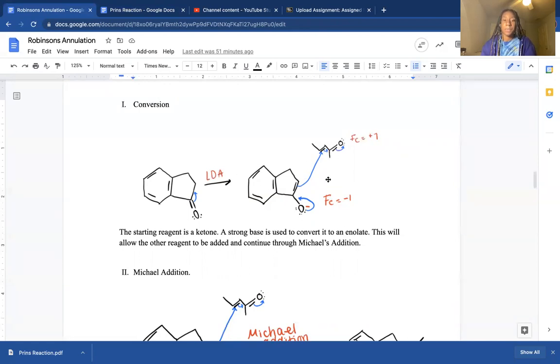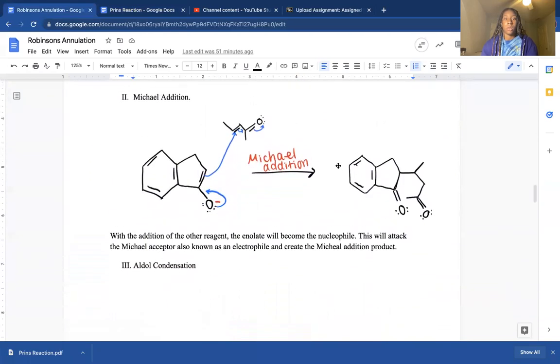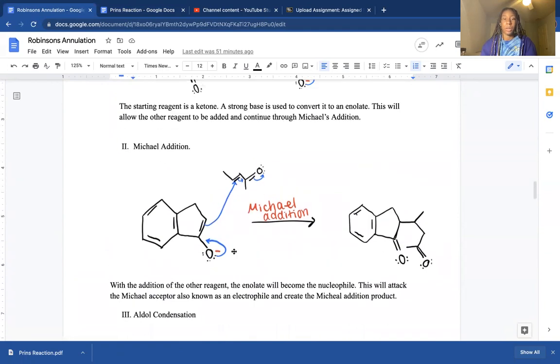And so basically, this would become our ketone, or this enolate would become our nucleophile, and then over here would be our electrophile. So Michael's addition, with the addition of another reagent, as done before, or here it is, the enolate would become the nucleophile. So this is the nucleophile, and will attack the Michael's acceptor, also known as the electrophile, and this would create Michael's addition product. So here would be Michael's addition, and here would be the final product of that.